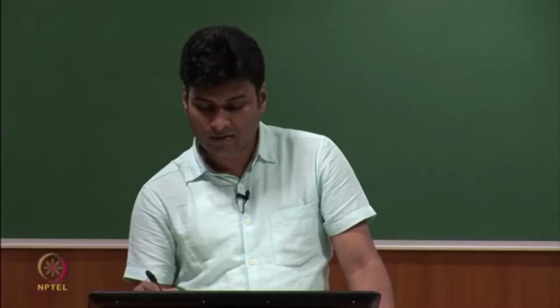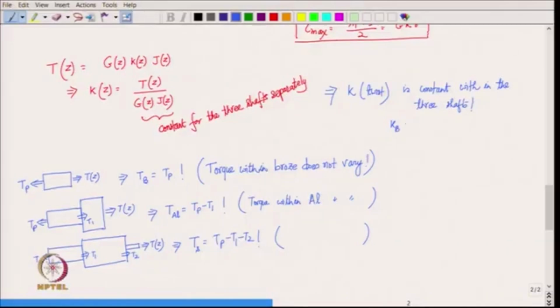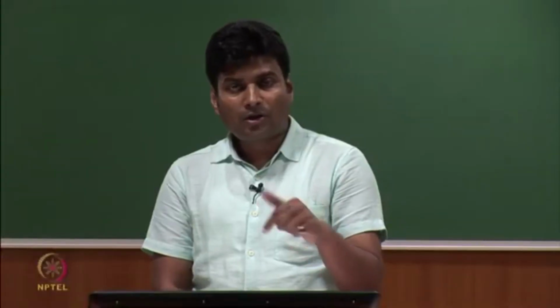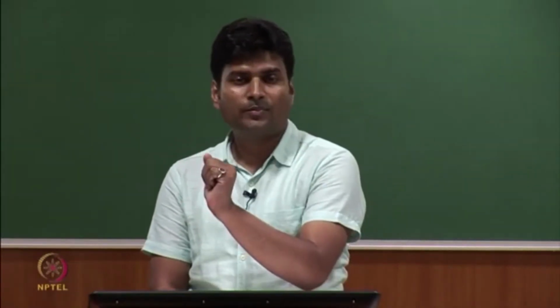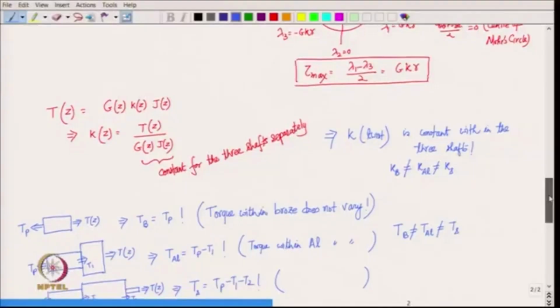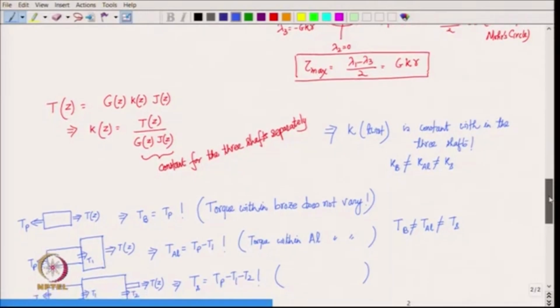But of course, this does not tell us that the twist in bronze is equal to the twist in aluminum. So, they are not equal, just like the torque in bronze is not equal to the torque in aluminum, is not equal to the torque in steel. So, each of the shafts has its own twist, but it is the same within the shaft. But still, how to get the twist?